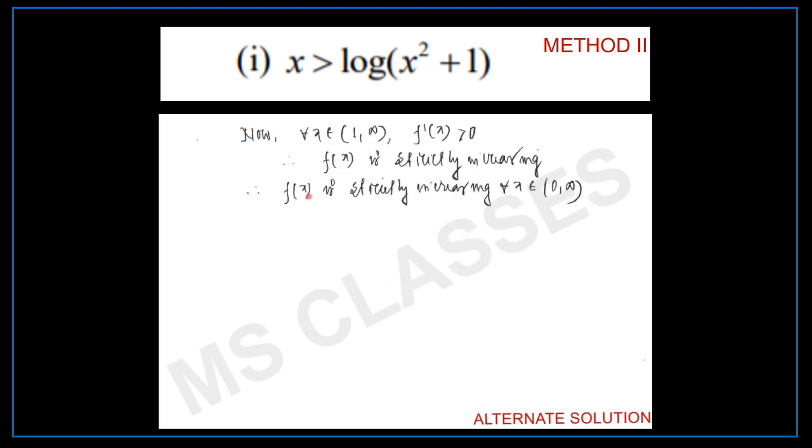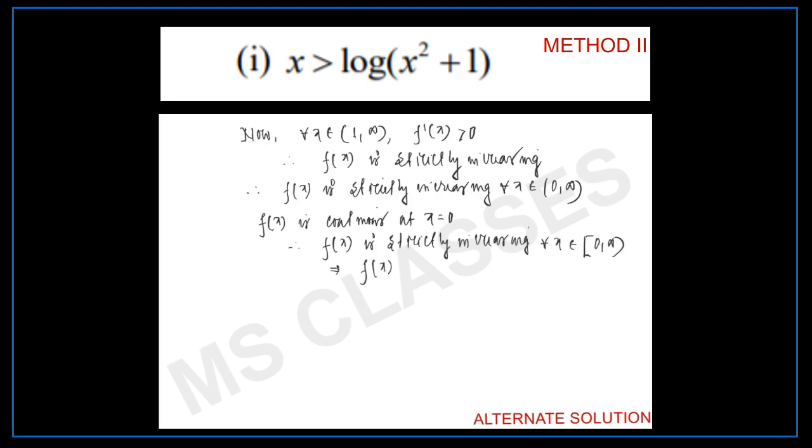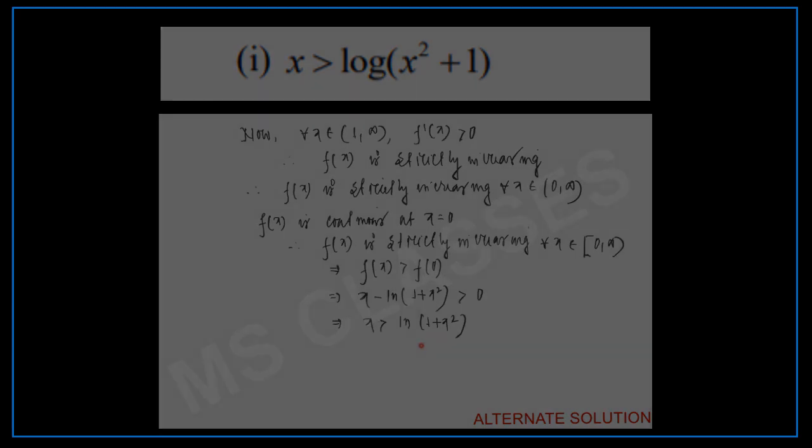So for that, we write f(x) is continuous at x equal to 0. Therefore, f(x) is strictly increasing for all x belongs to 0, infinity. This implies f(x) is greater than f of 0. This implies x minus ln of 1 plus x square is greater than 0. And this implies x is greater than ln of 1 plus x square. That is what I needed to show.